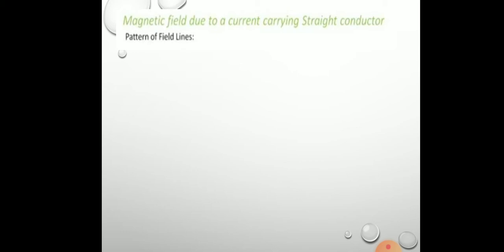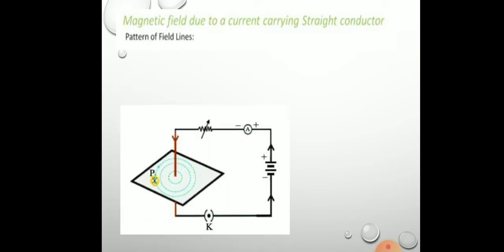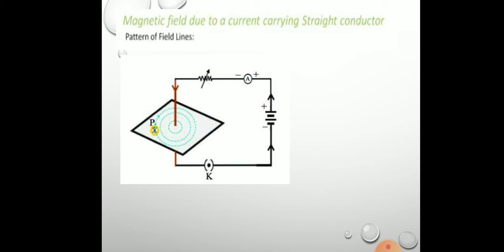Now, in order to determine the pattern of the magnetic field lines for a straight conductor carrying current, let us perform an experimental setup. In this there is a straight conductor carrying current. You can see here, this is a straight conductor carrying current. This wire is connected in a circuit having a variable resistance. Here you can see the variable resistance, an ammeter, a battery and a key.